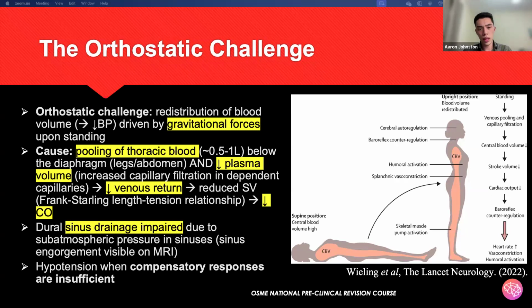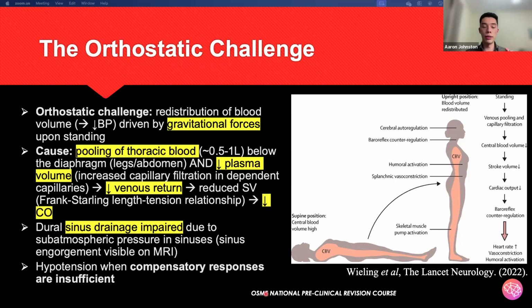So in the lower limbs, you've got a redistribution of the Starling forces. If you've got more blood volume within those capillaries in the lower half of the body, this is going to increase the hydrostatic pressure gradient to drive extravasation of fluid and therefore a reduction in the plasma volume. This reduction in venous return, therefore, leads to a reduction in stroke volume, as the Frank-Starling relationship will tell you, and therefore a reduction in cardiac output. There are also changes in the dural sinus drainage within the brain, and this is, again, due to subatmospheric pressure experienced in the brain, and this can be seen on MRI.